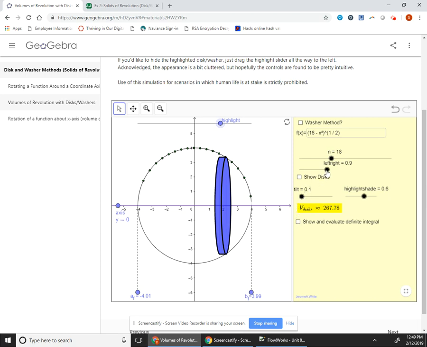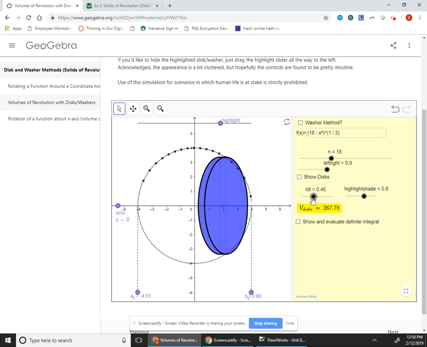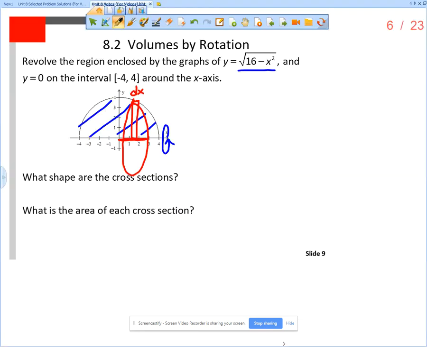I'm going to tilt this disk. You can see it's technically a two-dimensional object. And what shape is it? Well, the shape is a circle. So that is the area of a cross section. If we were to cut the sphere, we would get a circle.